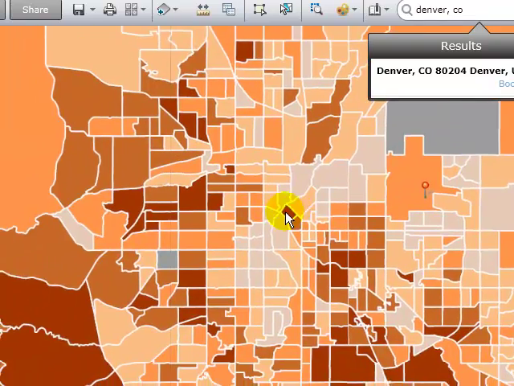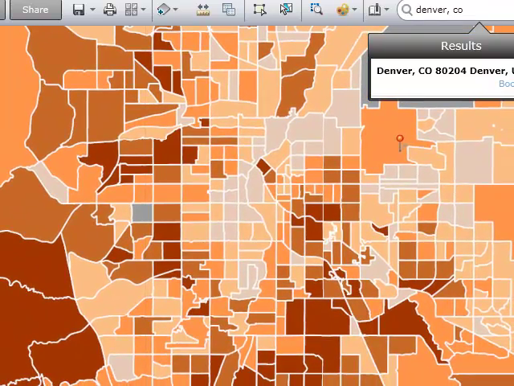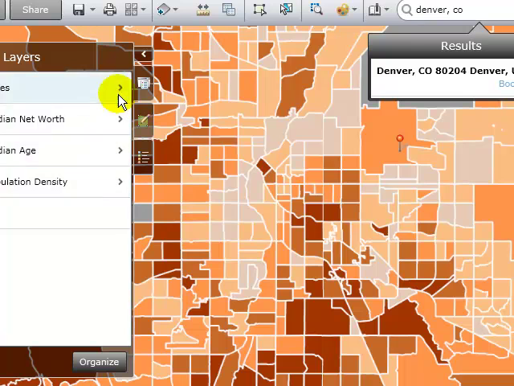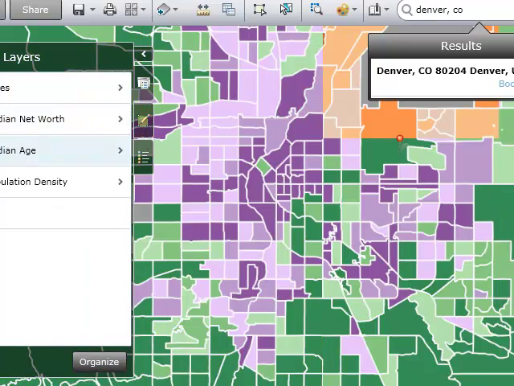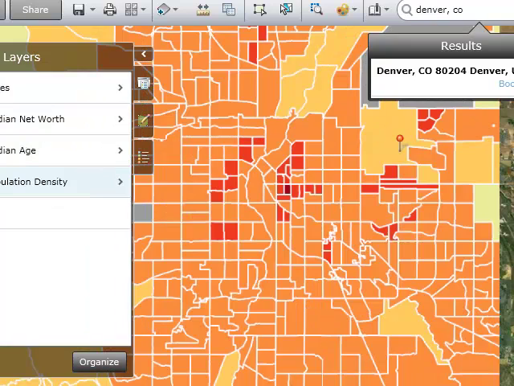So right now, I'm looking at most of Metro Denver. I'm looking at median age right now. I can change my layers at any time, right? Here's median net worth and population density.